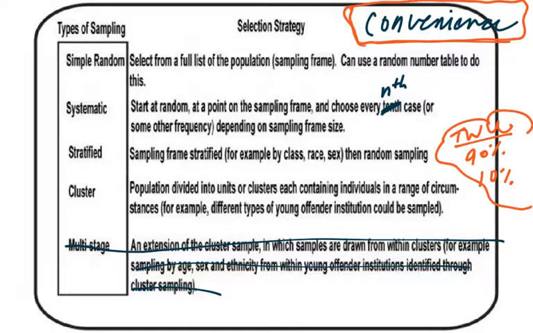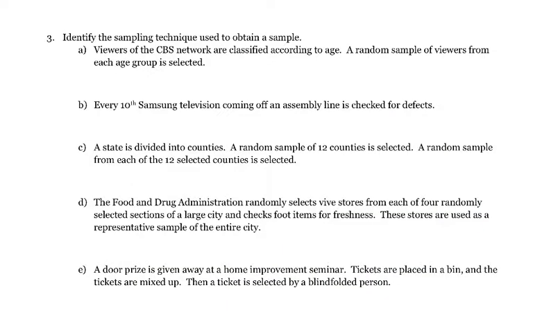Again, it's not one of the ones that we prefer because it does hold with it a significant amount of bias. So let's look at some examples of sampling techniques and determine which one was used to obtain the sample. The first one is viewers of the CBS network are classified according to age. A random sample of viewers from each age group is selected. The classification according to age gives us a strata, a grouping, right? And a random sample of viewers from each age group is selected. This is an example of stratified sampling.